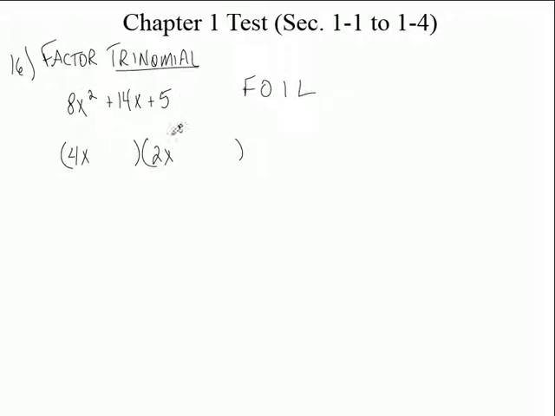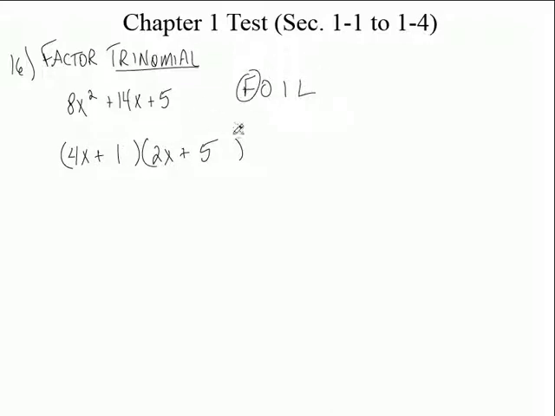Then, the last. So this times this has to be 5. Well, first of all, let's look at the signs. They have to multiply to be positive and add up to be positive. That means they're both going to be positive. Now, this could be 5 times 1, or it could be 1 times 5. Let's try 1 times 5. Let's see if it works. Now, when I say see if it works, that means this whole thing has to work. We already figured out that the first is 8x squared, so we know that works.